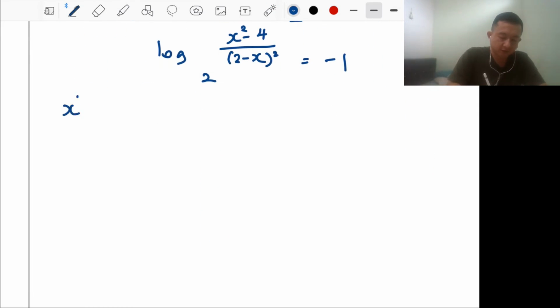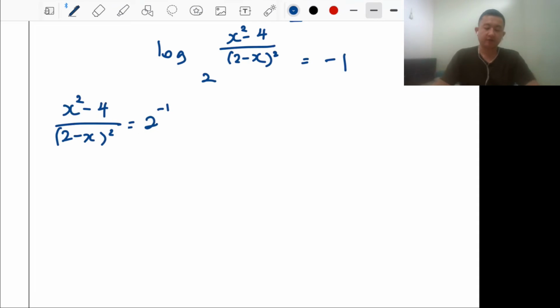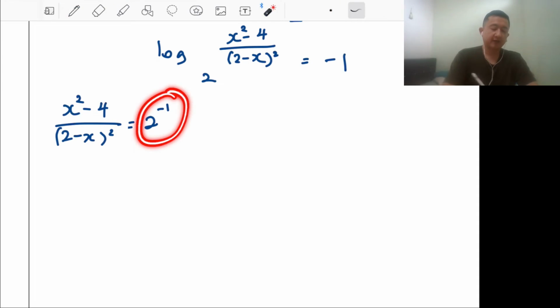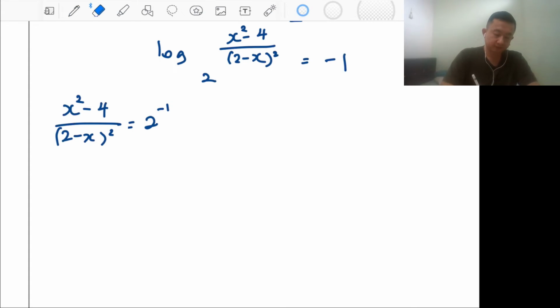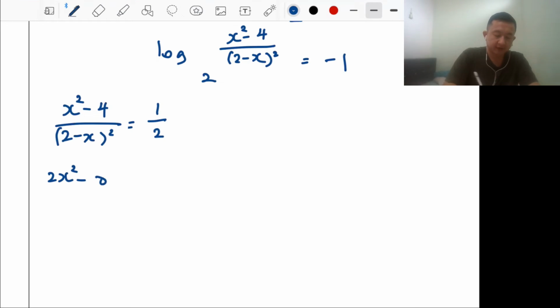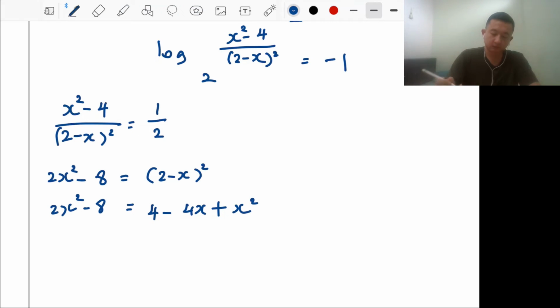Then we will have x squared minus 4 over 2 minus x squared equals to 2 power of -1. 2 power of -1 is the same as 1 over 2. And then we do cross multiplications. 2x squared minus 8 equals to 2 minus x squared. Expand it. And then put everything on the left. Solve this quadratic.